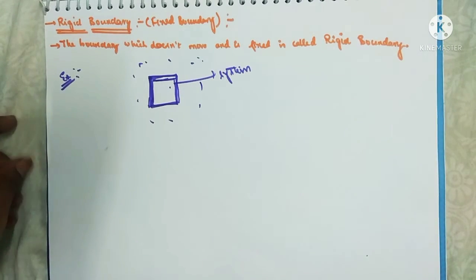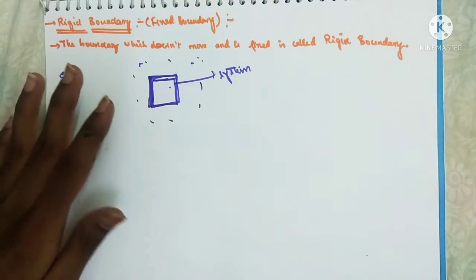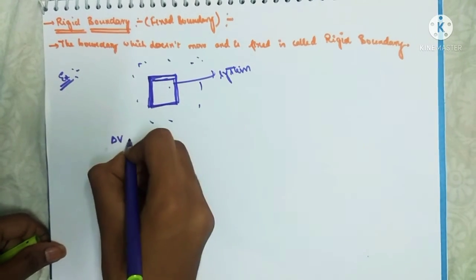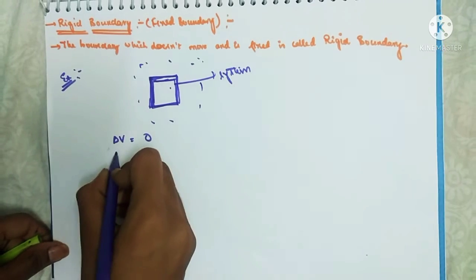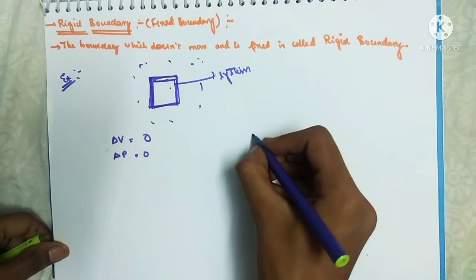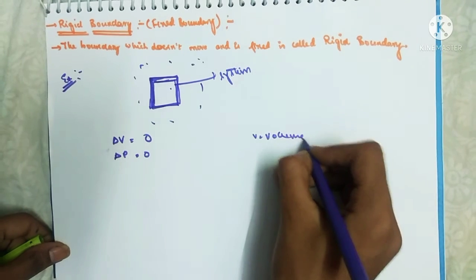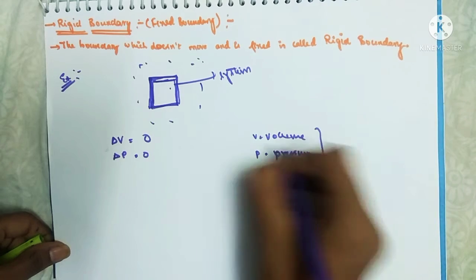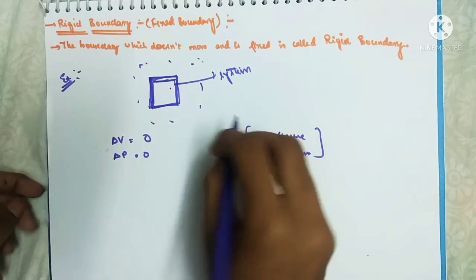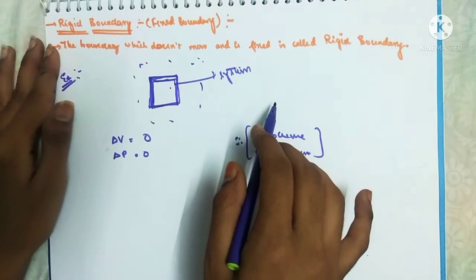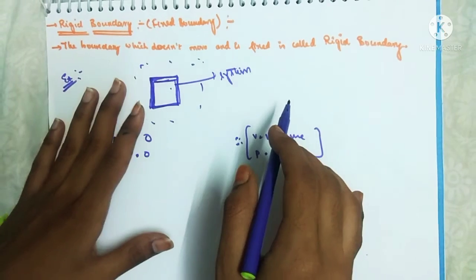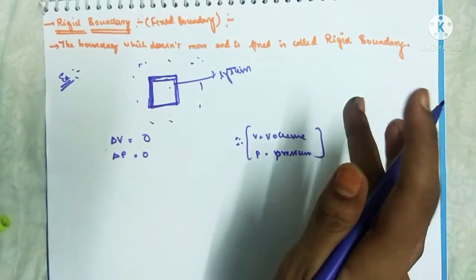And in rigid boundary, there is no compression, there is no expansion, and there is no change in volume. So we can say that delta V, that is delta volume, is equal to 0 and delta P is equal to 0. V means volume, P means pressure. Because there is no change in volume, delta V is equal to 0, and there is no exchange in pressure from system to surroundings, so delta P is also equal to 0.